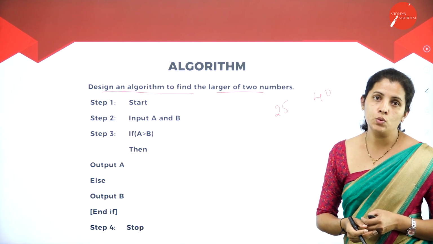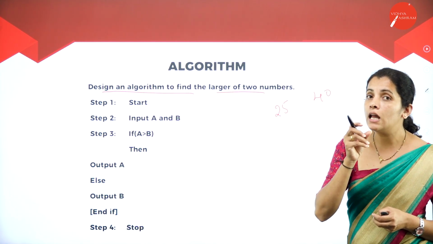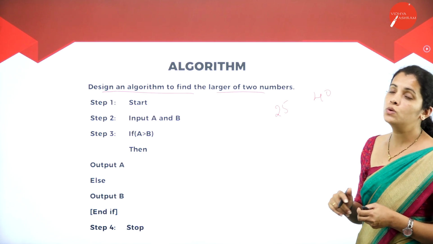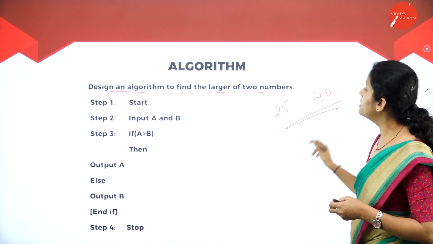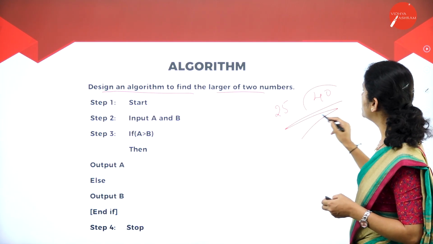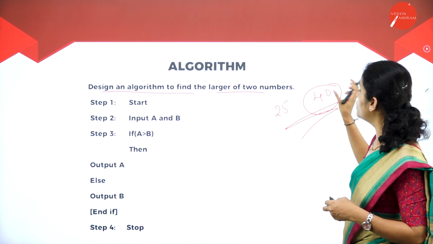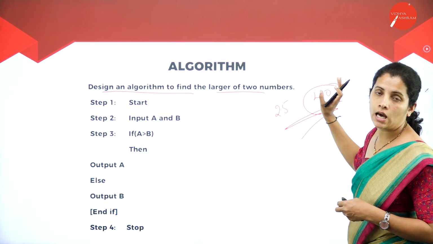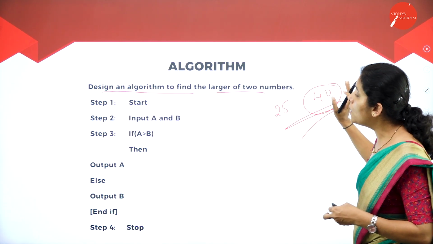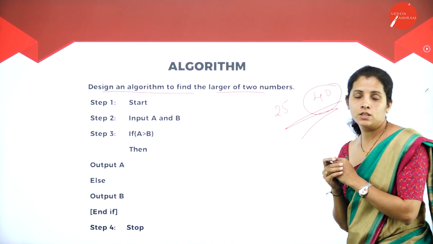Now what I want to do? I want to find the largest of these two numbers. Which is the larger number here? That is 40. So what is my output? That is 40. So here 40 is my larger value. Now I have problem and solution.